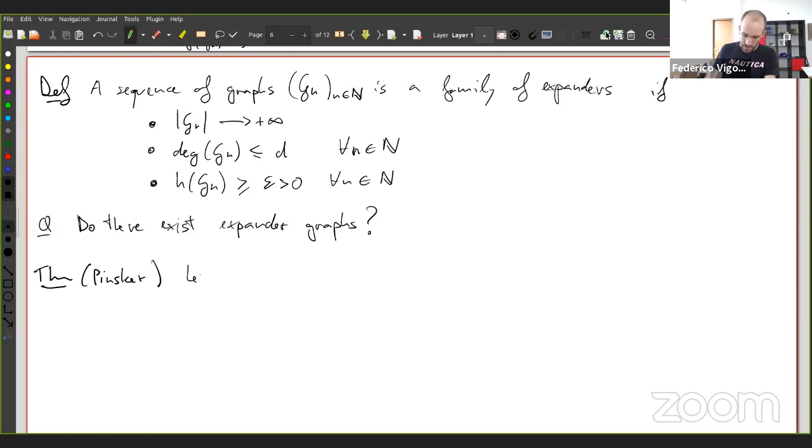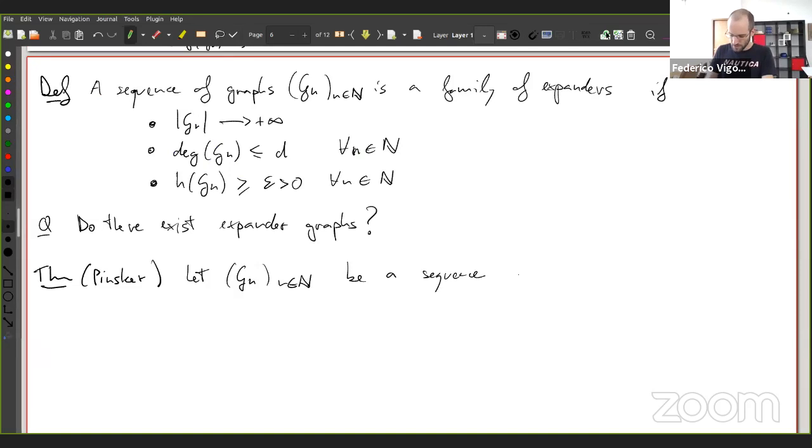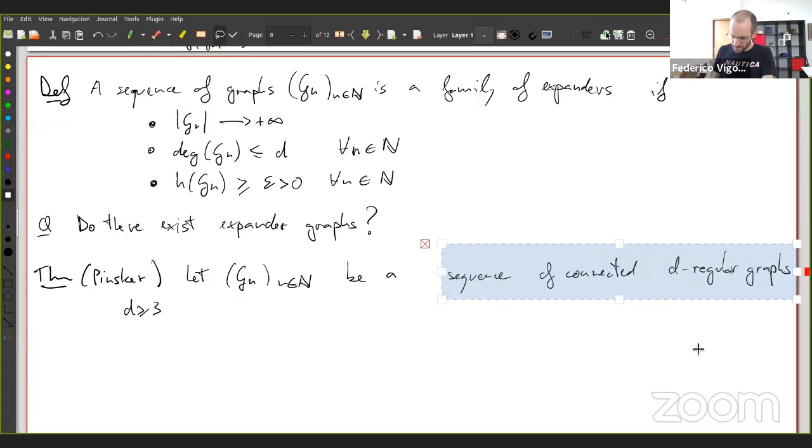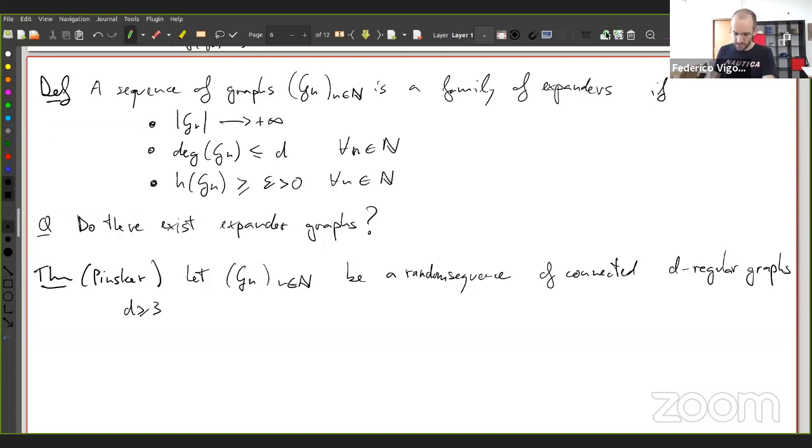That is, if you let Gn be a sequence of connected, say, D-regular graphs for some D greater than or equal to 3, but moreover, not any sequence, but a random sequence of connected D-regular graphs, then it is almost surely a sequence of expanders.